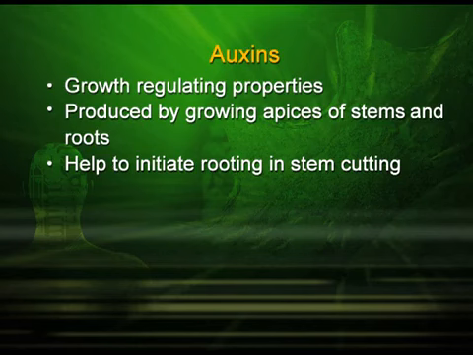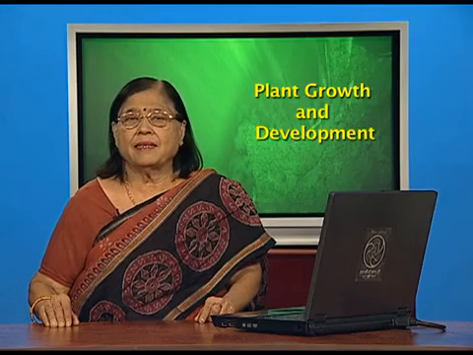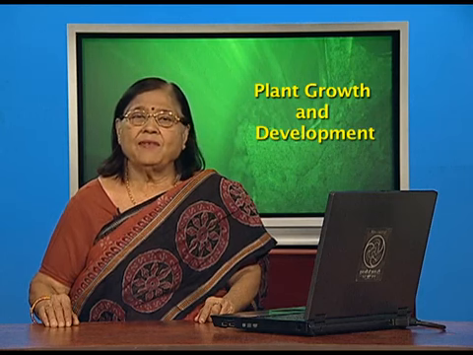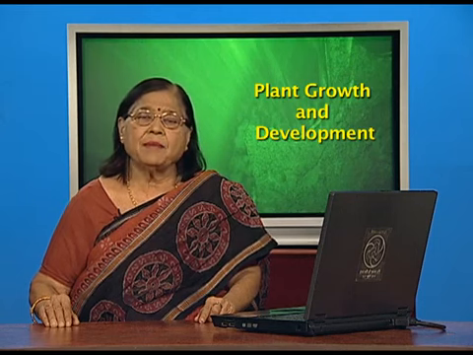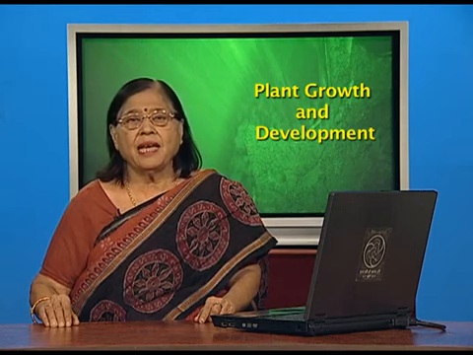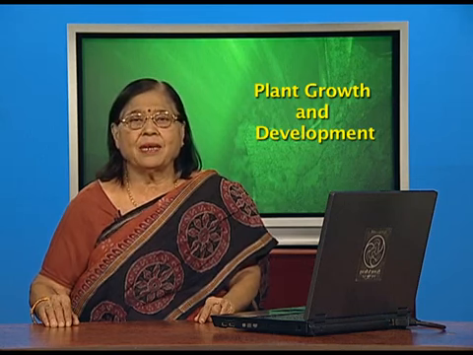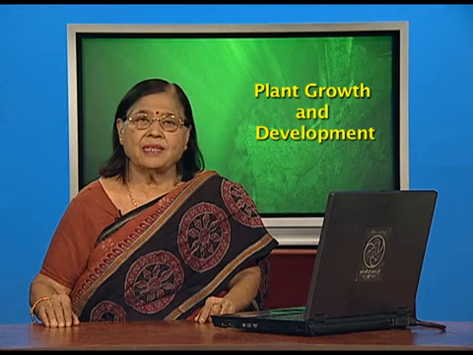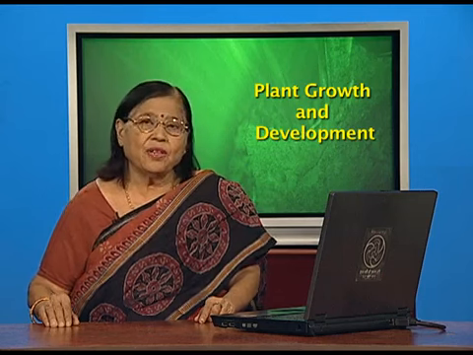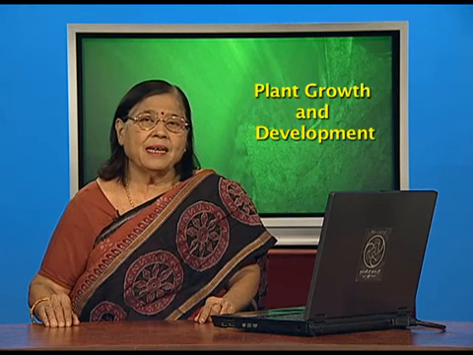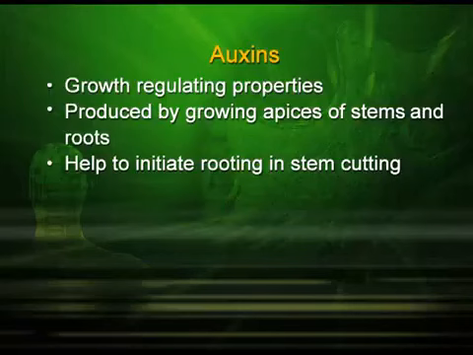Help to initiate rooting in stem cutting. I am sure you know what stem cutting is. In certain plants, we take the stem cutting and graft it on another tree, and this stem cutting will give out roots and start growing. Now, this growth of roots in the stem cutting is also due to auxins, a plant growth regulator. If this was not there, then stem cutting and grafting, those kinds of procedures could not take place.